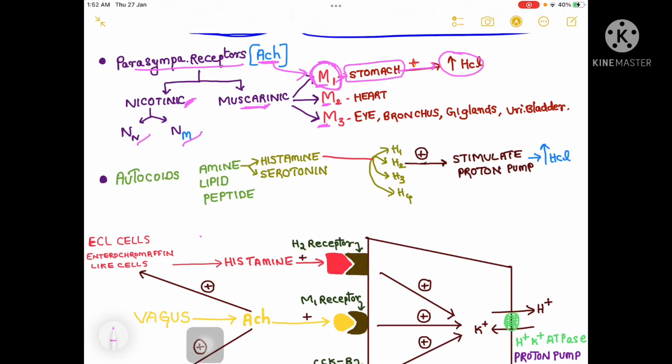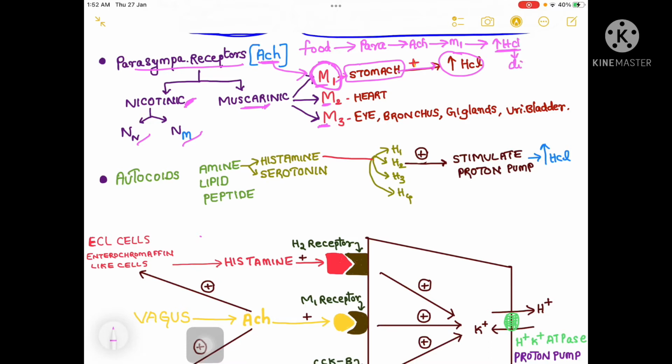After taking food, it has to be digested. So for the process of digestion, the parasympathetic nervous system will activate. You take the food, and after that our parasympathetic nervous system activates for digestion. When it activates, acetylcholine is released from the parasympathetic nerve endings. This acetylcholine goes and binds with the M1 receptors located on the stomach. When acetylcholine binds with the M1 receptor, this results in increased HCl production. This increased HCl is responsible for digestion.